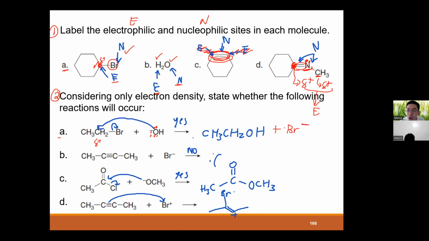Kulang ka, Josh, ha? Don't forget the byproducts. So, sa letter B, it's not possible because both of them are electron-rich. Why is it impossible? You don't have an electrophilic site at all. So, if you don't have an electrophilic site, no reaction will happen kasi dalawa silang electron-rich.